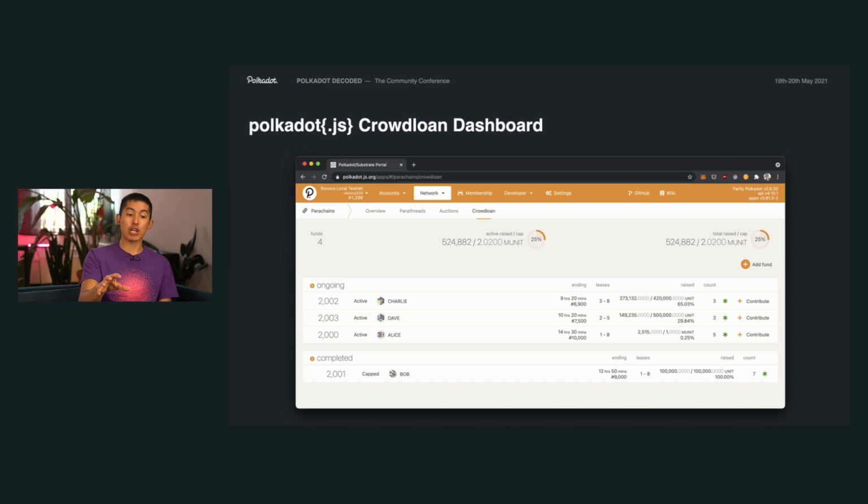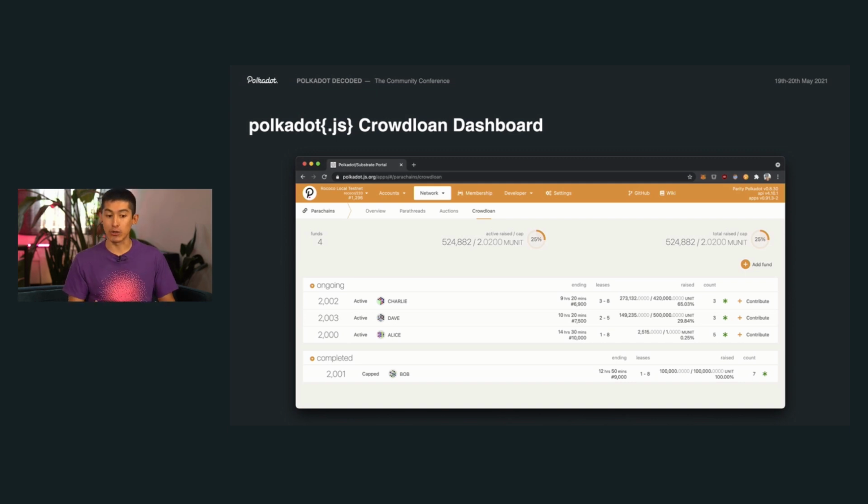For participating in crowd loans, we have the Polkadot.js apps, which will provide you basically all the tools and things you need to participate in a crowd loan. Now, hopefully you all are very familiar with the Polkadot.js apps already. So if you go to the network tab, then parachains, then crowd loan, you should be able to see all the active crowd loans for potential parachains. Here you can observe the different options and configurations for each of the crowd loans.